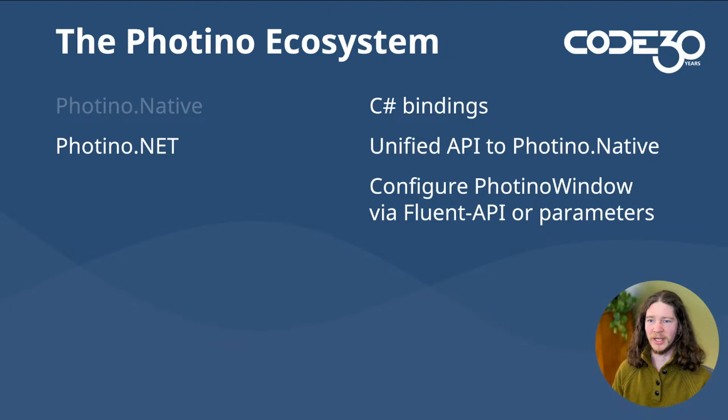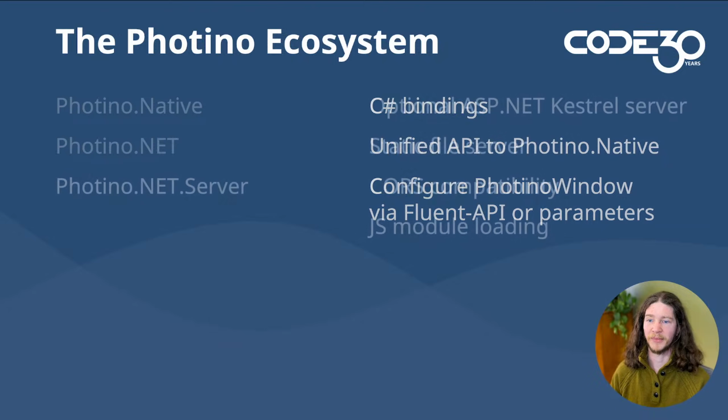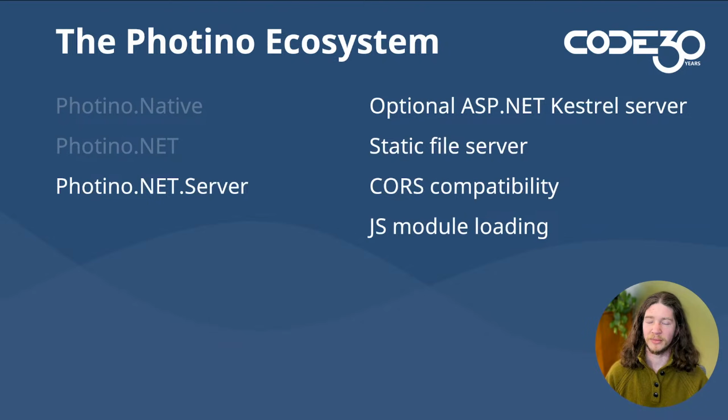Then next up is the Photino.net package. This is the main package of Photino. This includes the C# bindings and the unified API to all of the different calls in Photino native. When you use it, you can configure it either via a Fluent API for those who like that style, or through a parameter object during startup. That is all up to you.